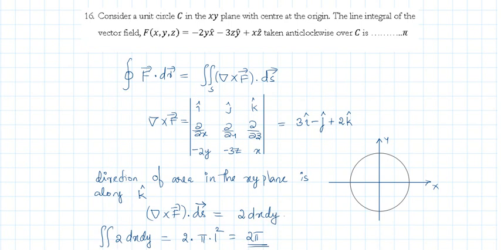So the double integral of 2 dx dy. The 2 you can take outside. The remaining integral is the total area of this circle. It is a unit circle, so the total area is pi into 1 squared, which is pi. The final answer is 2 pi.